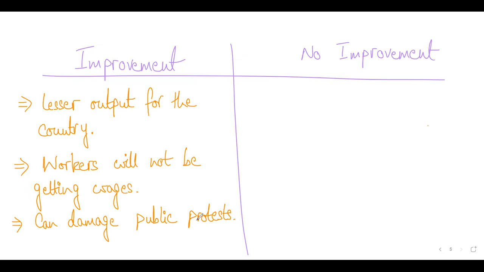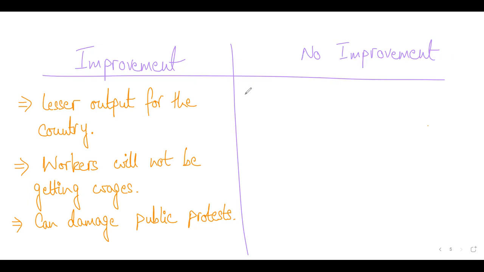But if the strike or the protest gets violent, then that is a big challenge, right? So that is again something that is harmful for the country, and therefore trade unions should be restricted. They should not be let to operate freely, right? But in what cases would it not be any improvement?